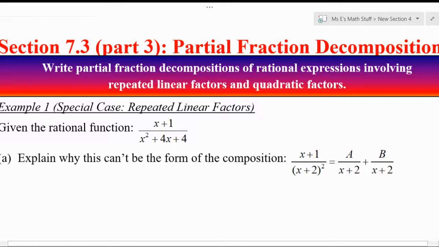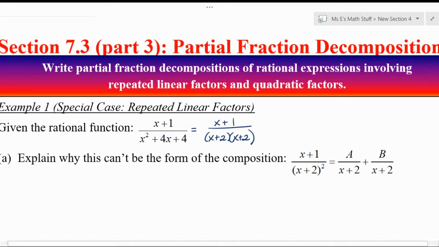All right, my friends, there are a couple different ways that you could figure out that there's something not quite right about that form. First, let's just verify that the denominator is factored correctly. X squared plus 4x plus 4 does factor down to be x plus 2 quantity squared. So that's not the issue.